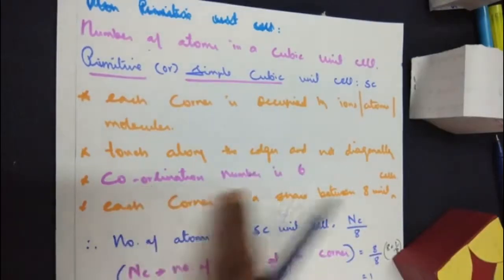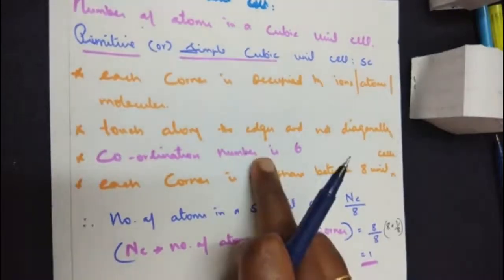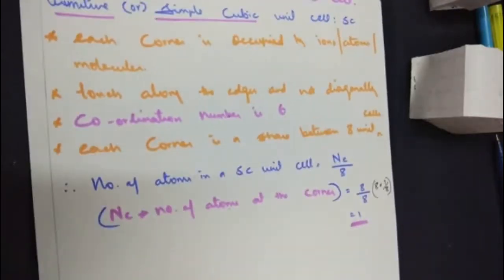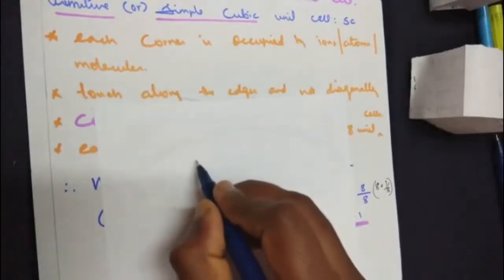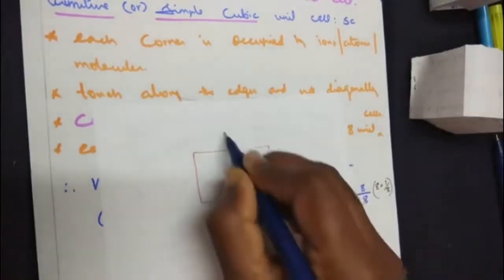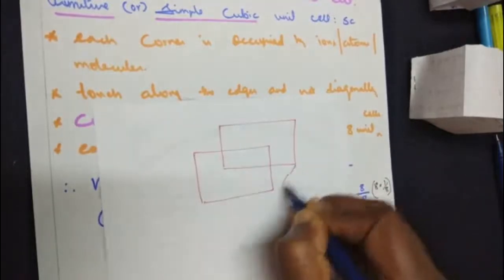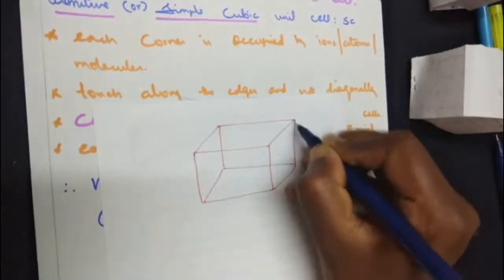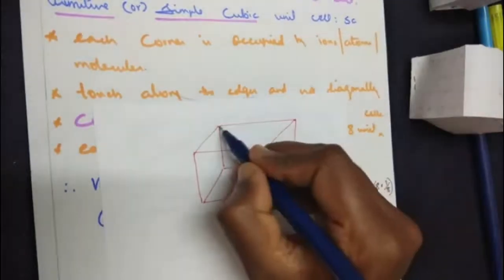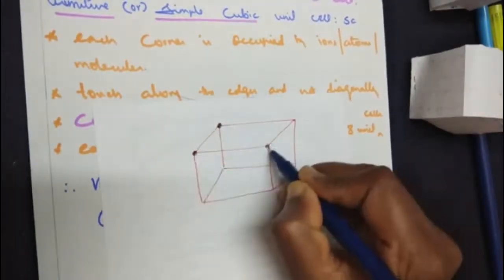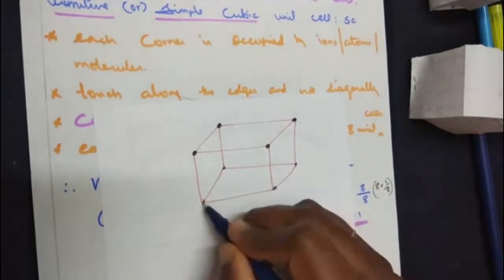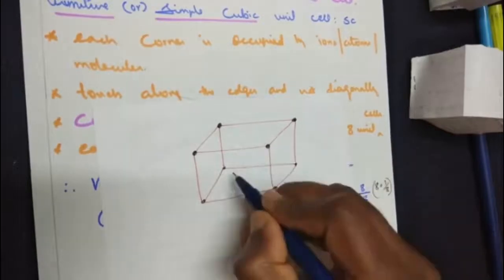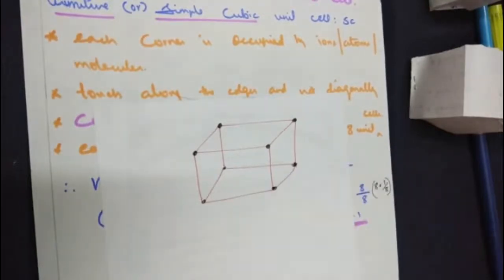Point number 3, coordination number is 6. In terms of coordination number, in the previous class I made a slight mistake. I'm sorry about it. I forgot to involve the number of atoms above and below. So I'll show you here clearly once again. Now I'm talking about the same type of structure. Unit cell I have drawn. Now if you see here, atoms are present at the corner. So 1, 2, 3, 4, 5, 6, 7, 8. Atoms are present at the corner.